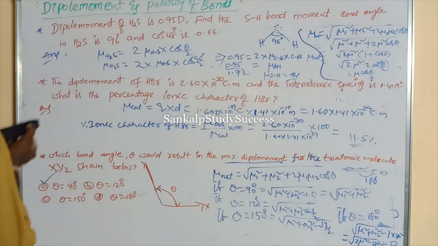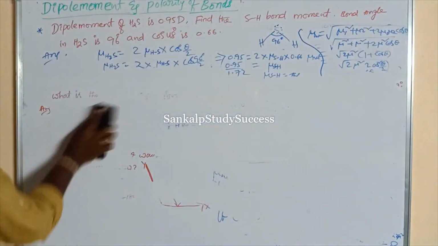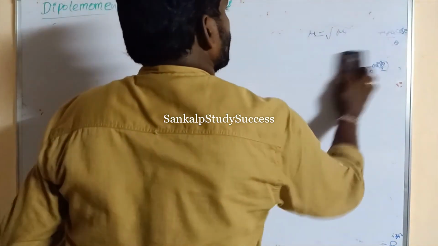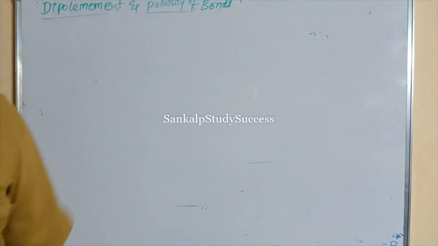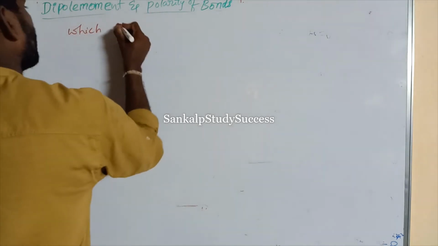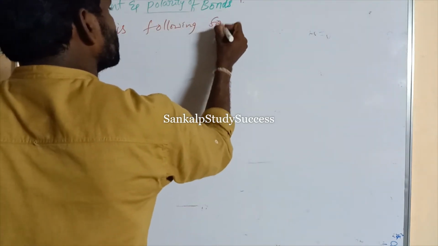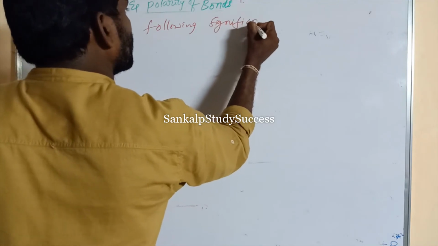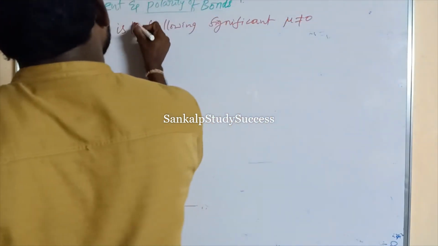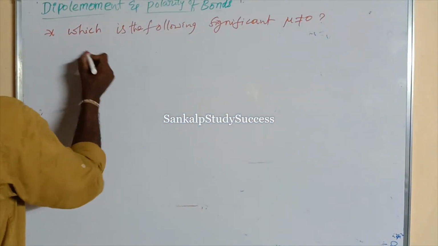And next question. Which of the following have significant mu naught equal to 0? This is the question. So what are given?